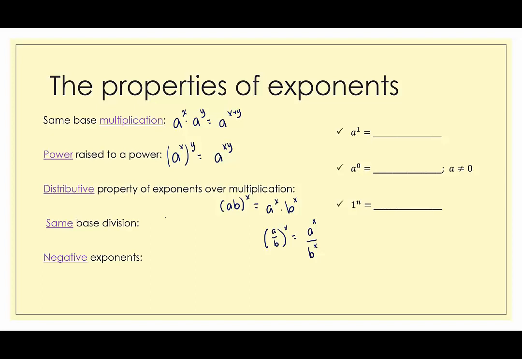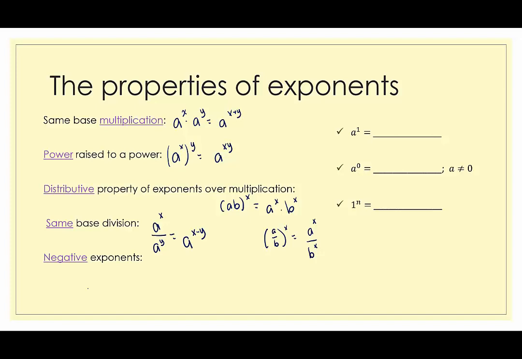If we have same base division, now we're looking at the same base, a to the x over a to the y, and we would subtract the exponents, a to the x minus y. In my last video, I went over what happens if y is bigger than x. How do we handle that? That brings us into these negative exponents, and I talked about certain strategies I use to deal with them.